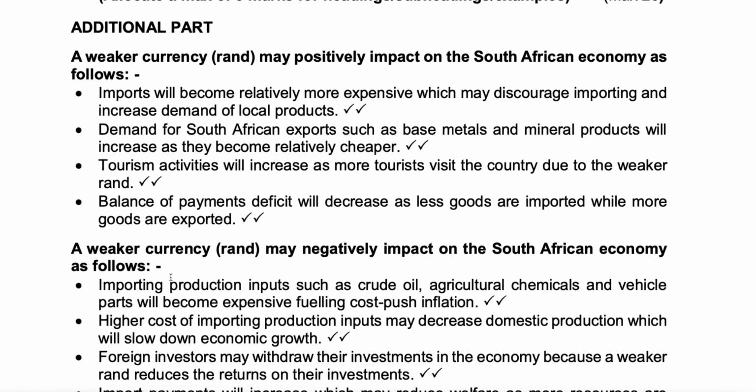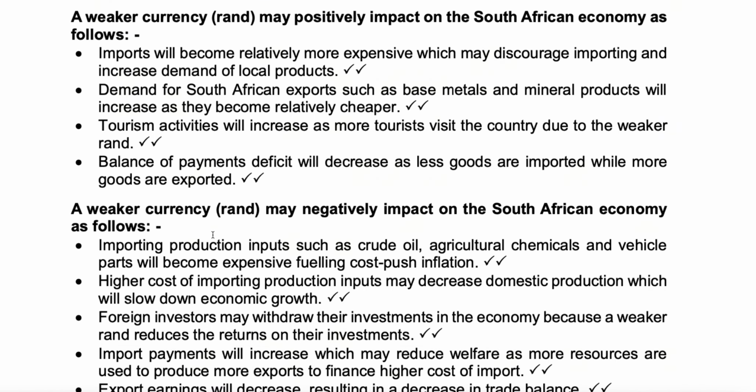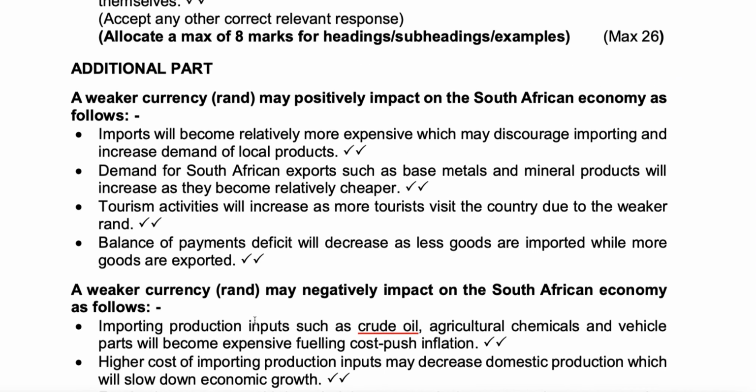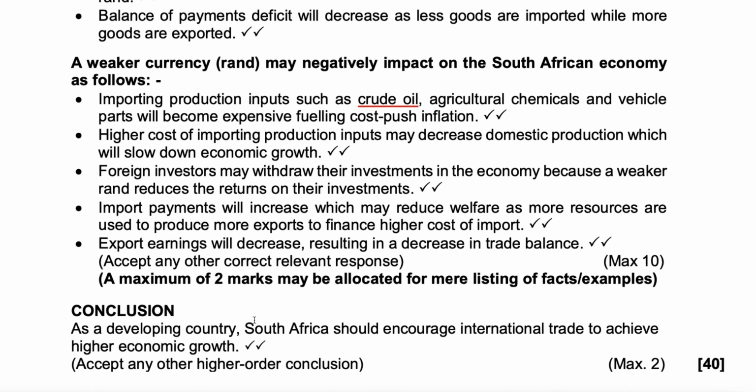When our currency is weak, there are things that we really have to import, things like oil. Even with a weak currency, there's nothing we can do about oil. We still have to import it because we have cars in South Africa, and they need to run on that oil. So for our additional part, you say anything along those lines. Usually accept any other higher order conclusion. Let's see this one: as a developing country, South Africa should encourage international trade to achieve higher economic growth. Something along these lines.